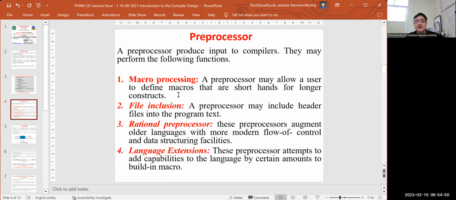Finally, we can utilize language extensions. These preprocessors attempt to add capabilities to the language by certain amounts of built-in macros.